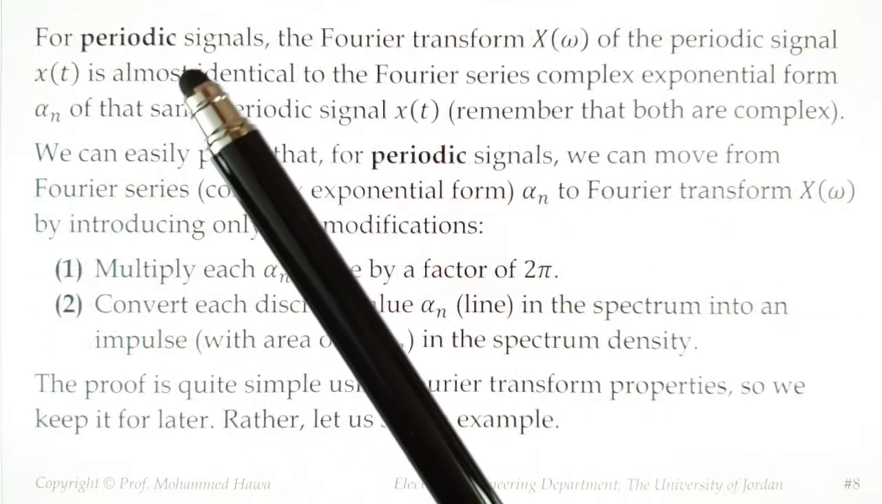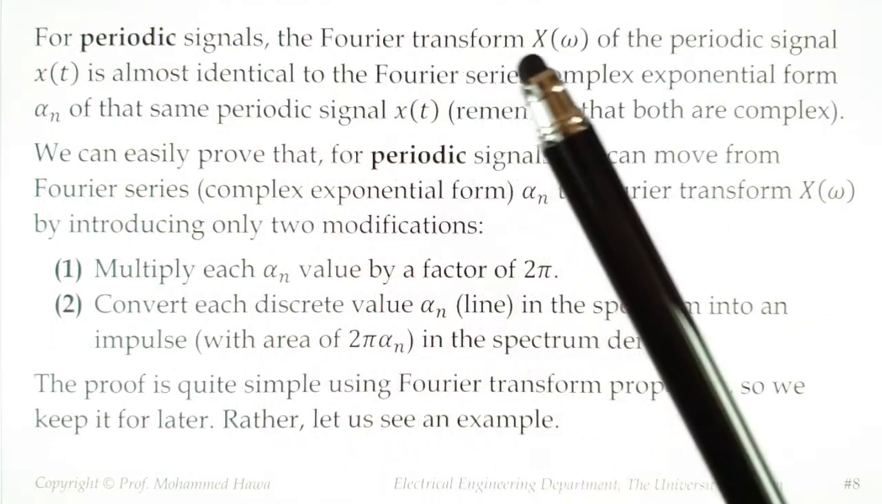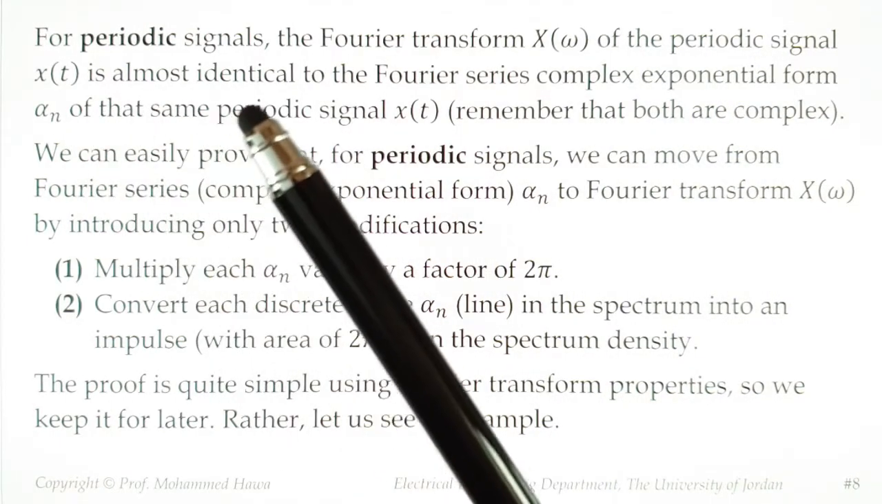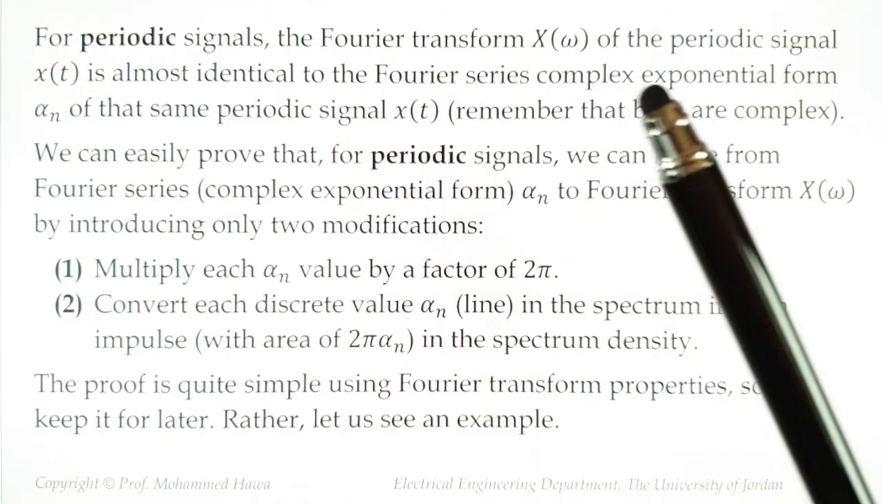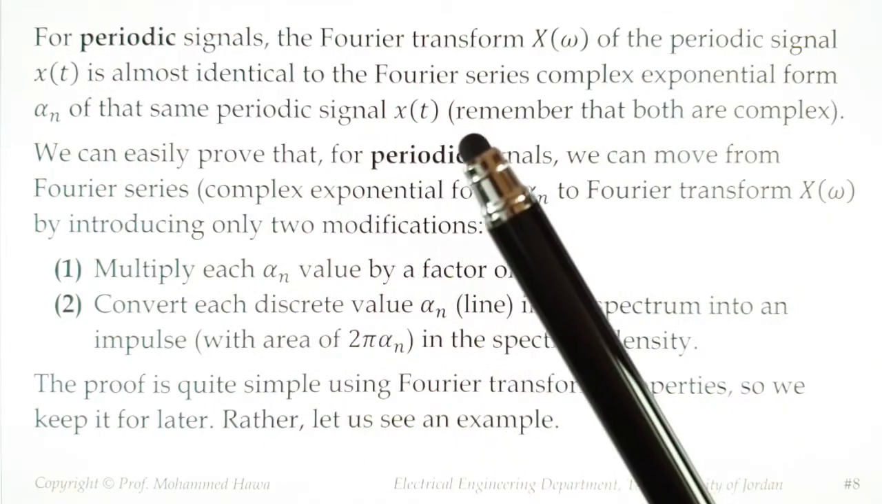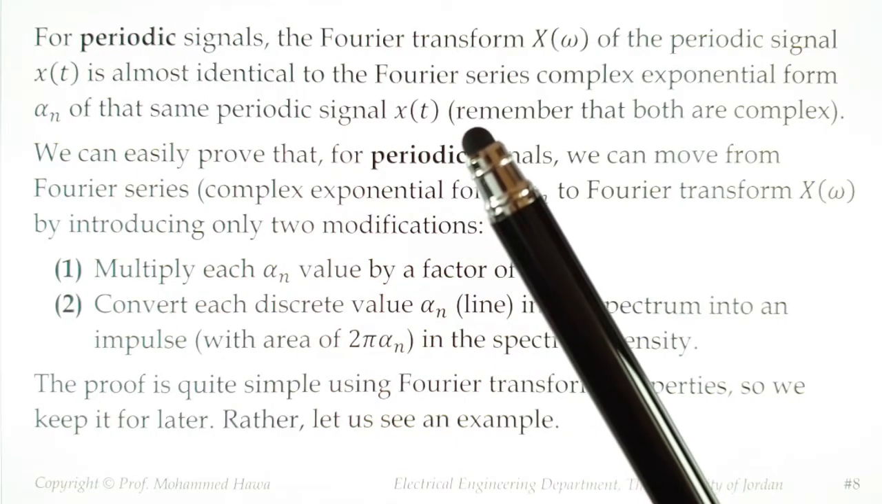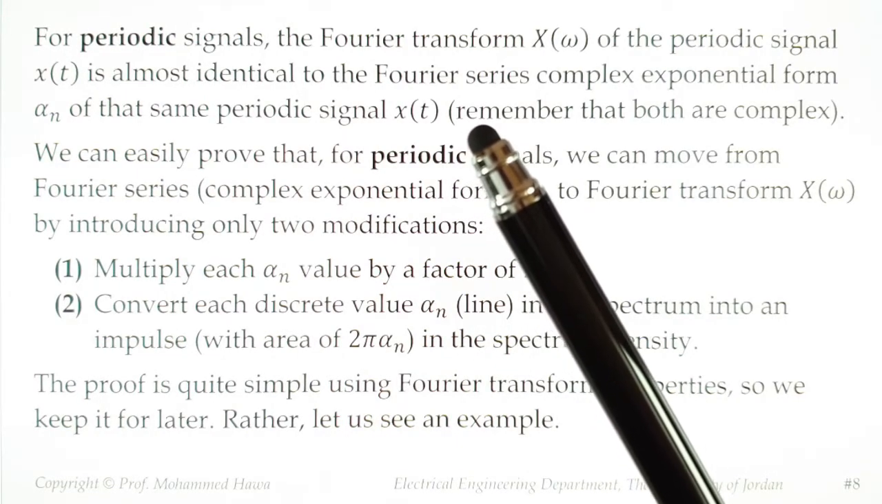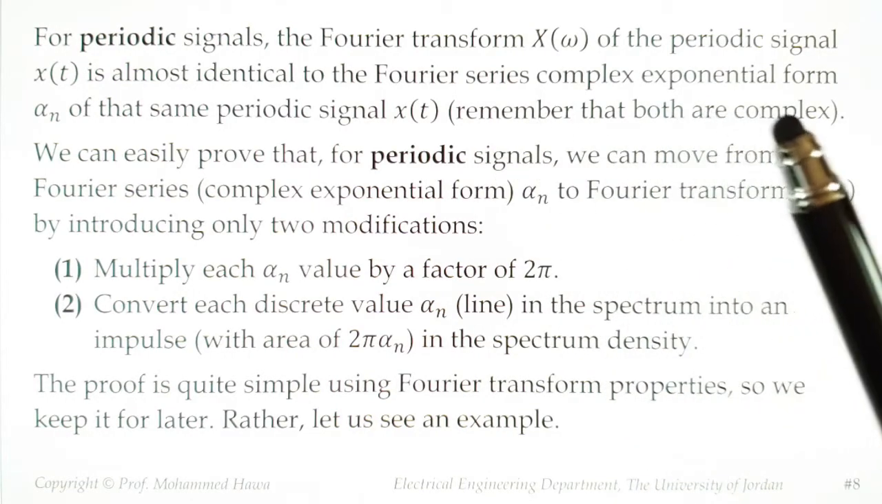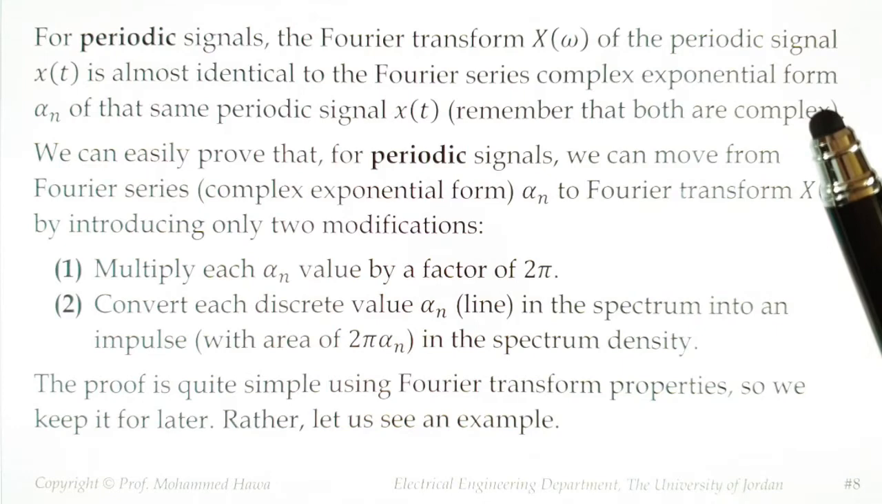In the case of periodic signals, the Fourier transform X of omega for the periodic signal x of t is almost identical to the Fourier series complex exponential form alpha n of that same periodic signal x of t. So if you found alpha n, the complex exponential Fourier series, you already found the Fourier transform X of omega. Please remember that they both have similar integrals and both give you complex numbers. However, there is a slight difference, and it's a very minor difference.